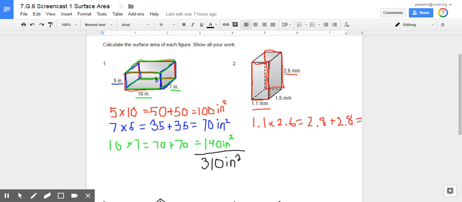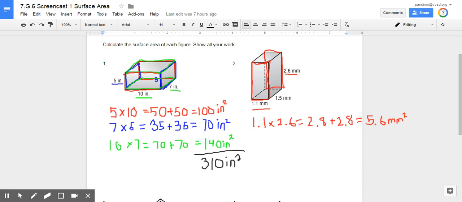So then we have to add those together. 2.86 plus 2.86 is 5.72. And then that's going to be millimeters squared.